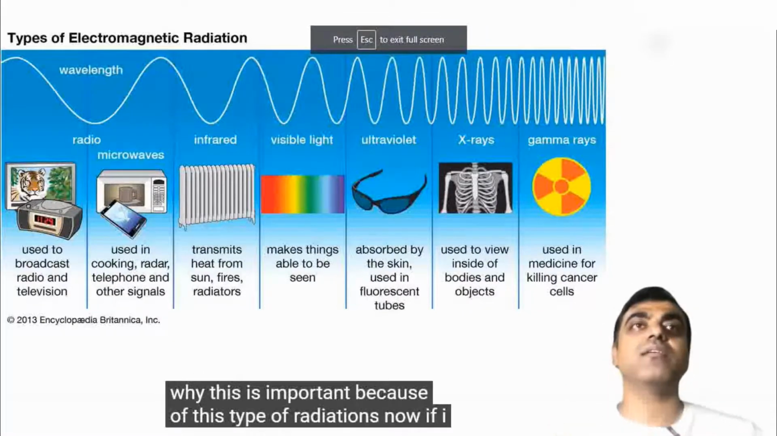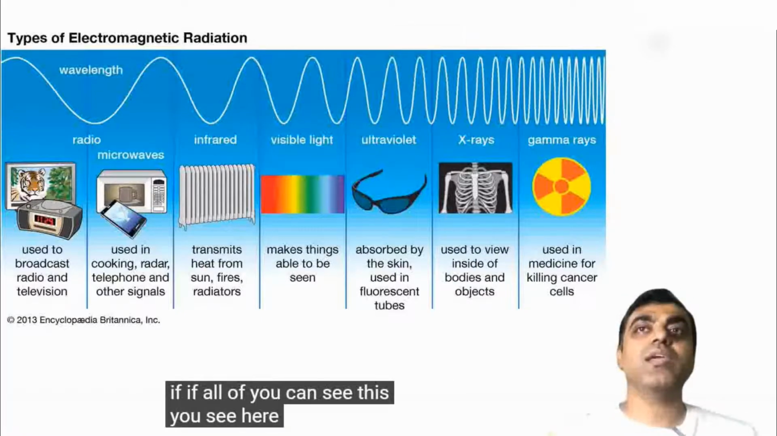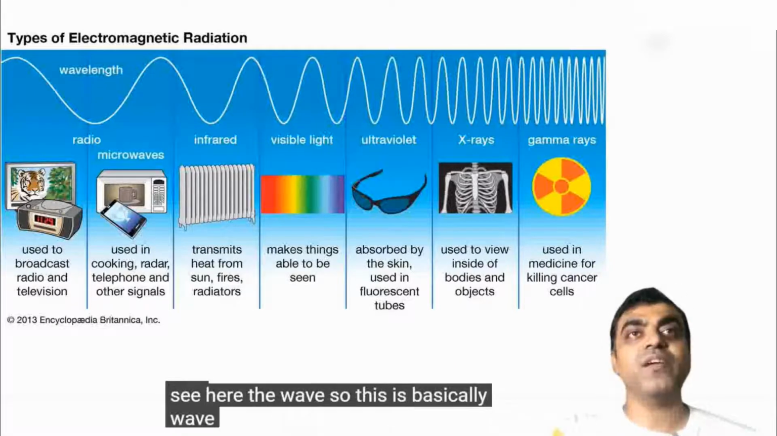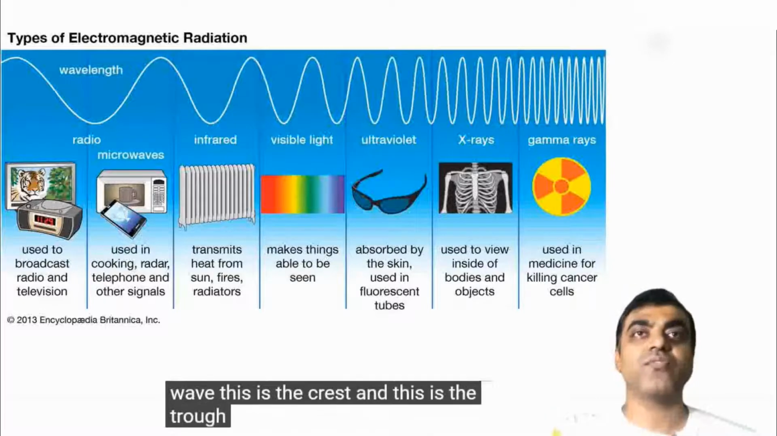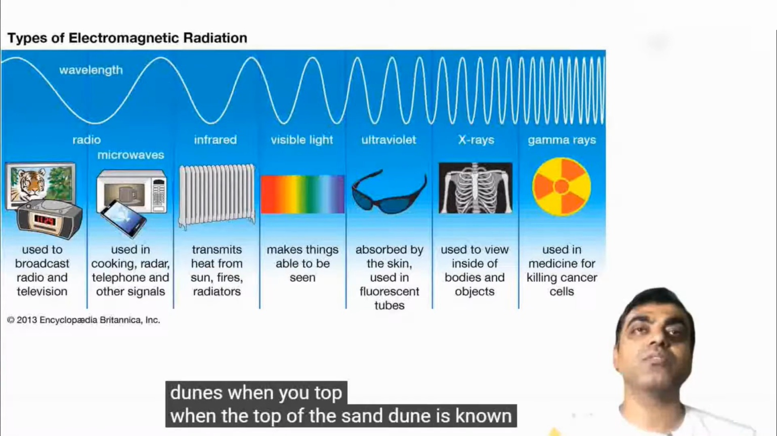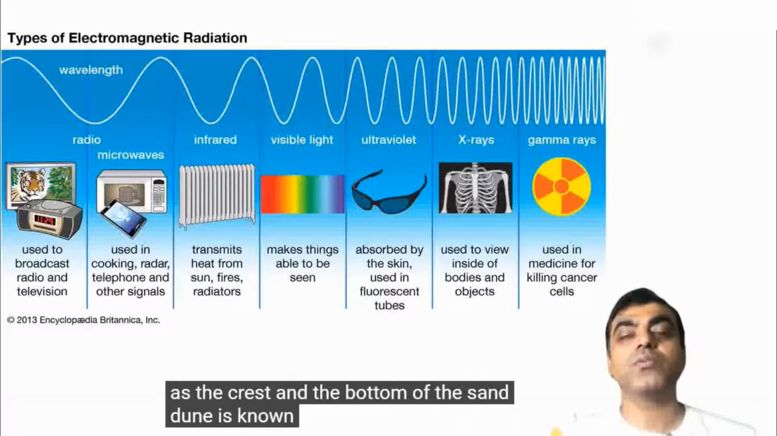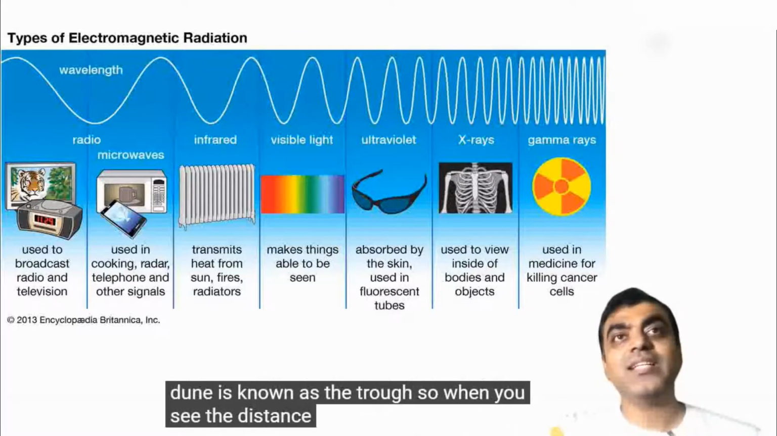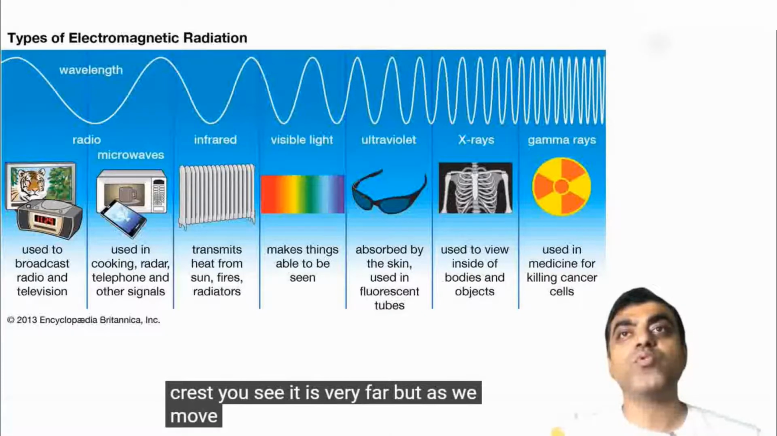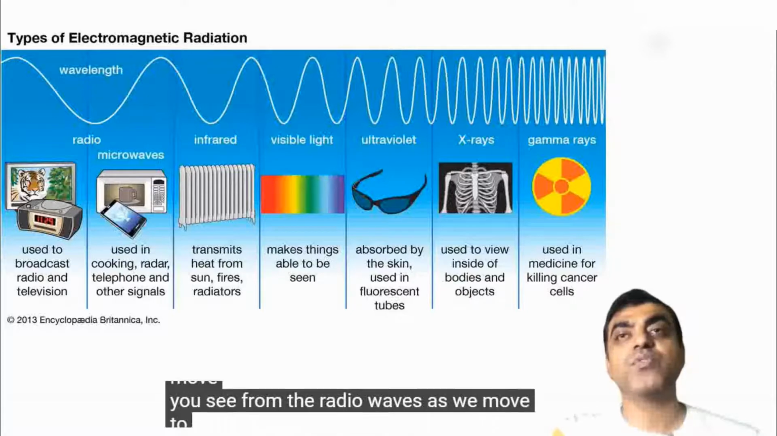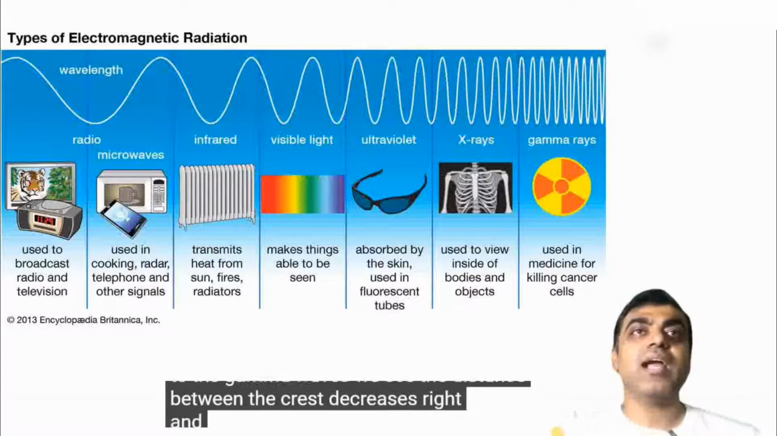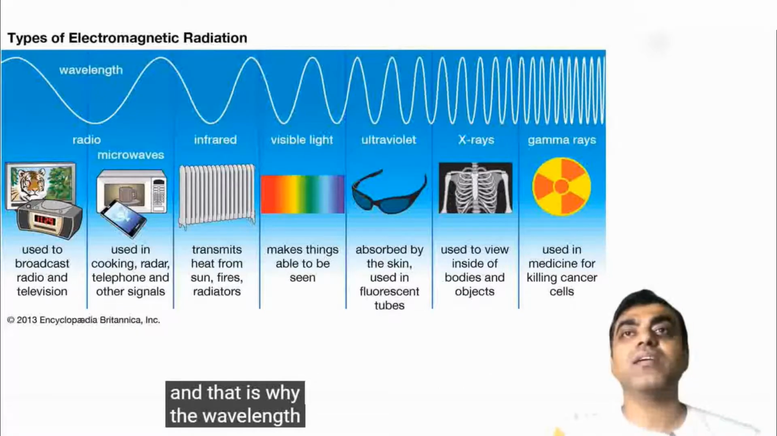Now, if all of you can see this, I'll talk of two things. First, see here the wave. This is the crest, and this is the trough. These are like sand dunes: the top of the sand dune is known as the crest, and the bottom of the sand dune is known as the trough. When you see the distance between two crests, it is very far. But as we move from the radio waves to the gamma waves, the distance between the crests decreases, and that is why the wavelength decreases.